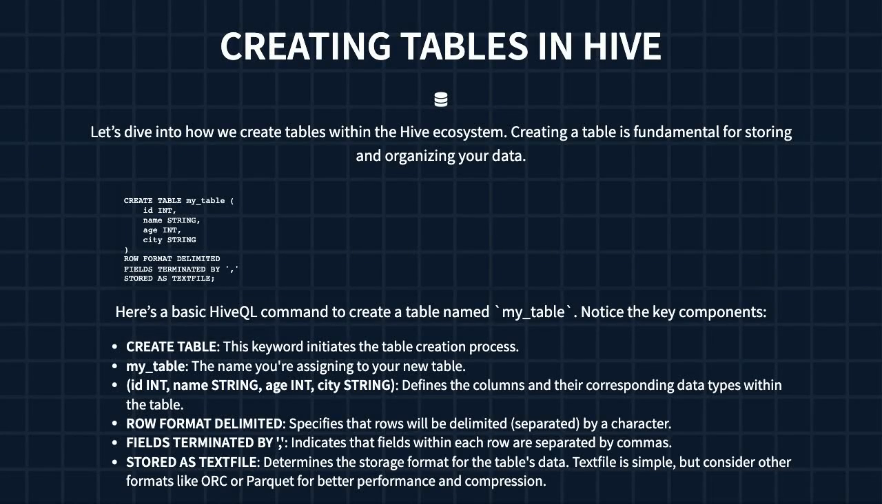Okay, let's talk about creating tables in Hive. It's a really important first step. You need to define where your data will live. The create table command is how we do it. We specify the table name and then list out the columns with the data types, like integer, string, or whatever makes sense for your data. Then you tell Hive how to separate the fields within each row, usually a comma, but that can be customized. Finally, you decide how the table will actually store the data. Text file is a common starting point.